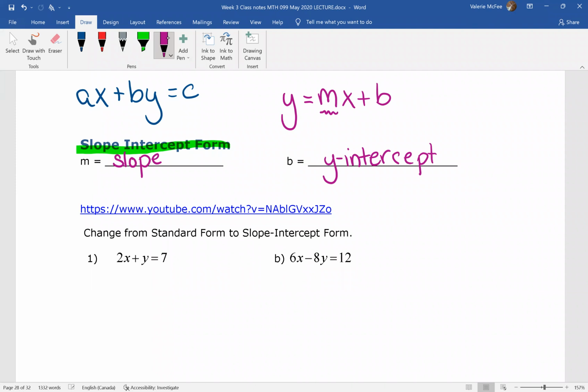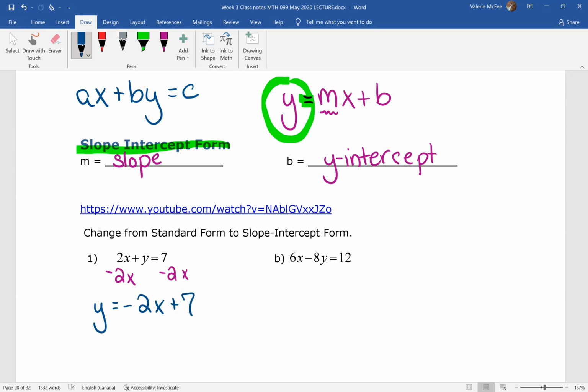Okay. So the first thing we want to practice doing is changing an equation from standard form to slope-intercept form. The important thing to remember about slope-intercept form is that we always have y equals. So you can see in our first example, we're going to have to subtract 2x from both sides of the equal sign. As soon as I do that, I have y equals negative 2x plus 7. Notice that I've kept the term with x in front of the term with 7. That's the order that we use in slope-intercept form.